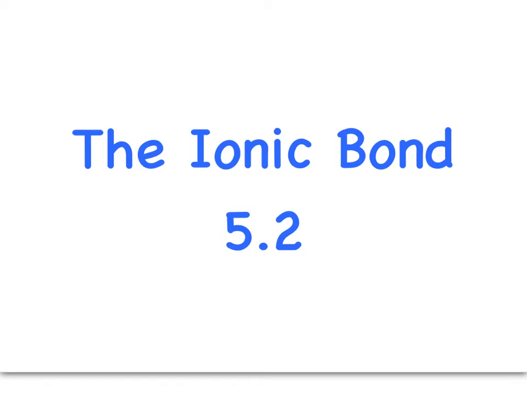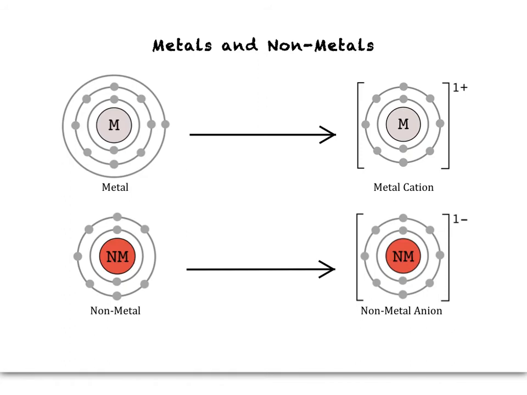The Ionic Bond 5.2. We learned in the first video that elements react in order to obtain a full outer shell and so become stable. Metals lose electrons to form positive cations. Non-metals gain electrons to form negative anions. An element cannot lose electrons unless another element takes them. Metals and non-metals are therefore perfect partners for both to become stable.